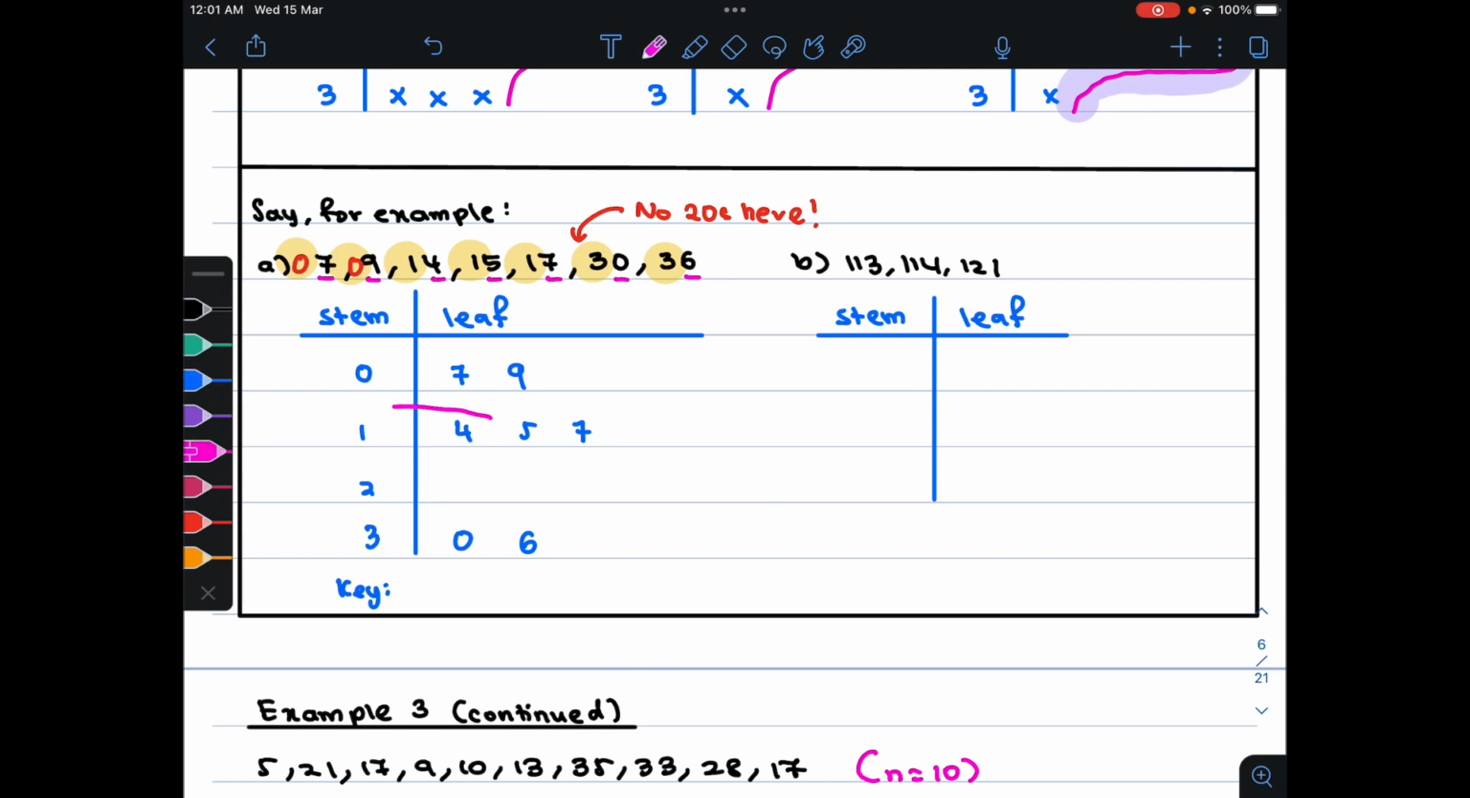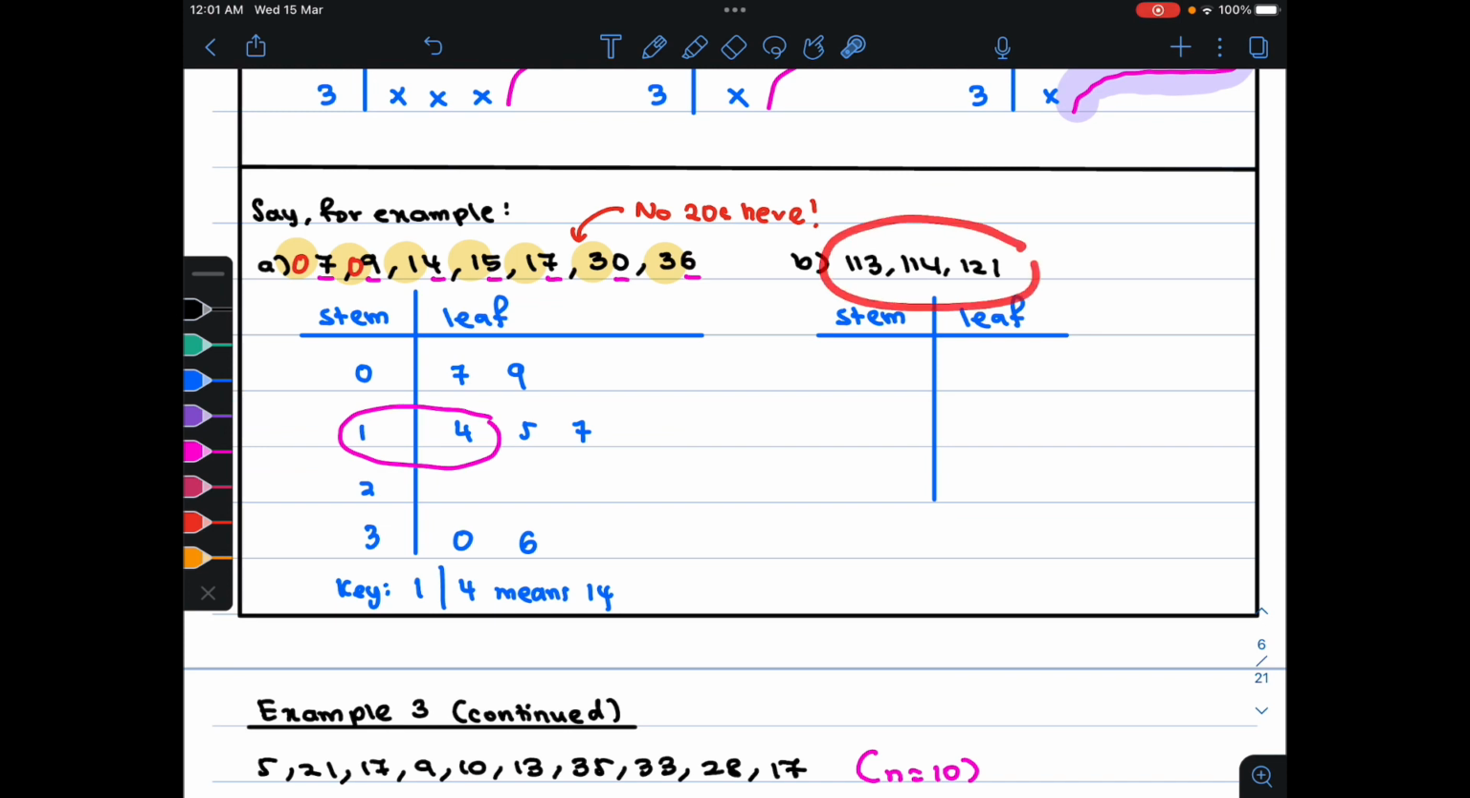Let's say I want to try and read this data. So here you have 1 vertical bar 4. So what does this mean? We know that here this means 14. So if you know that this is 14, you know that the stem here will give you the tens. So this is 10s, this is 20s, and this is 30s. So that's how you know how to write or to read the stem and leaf diagram.